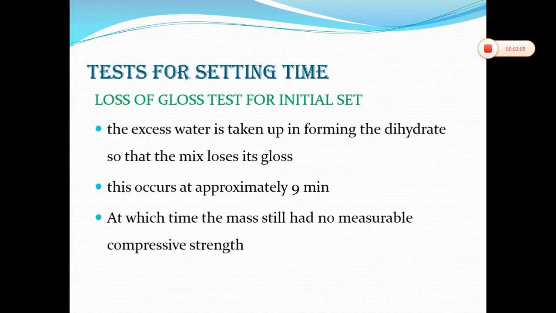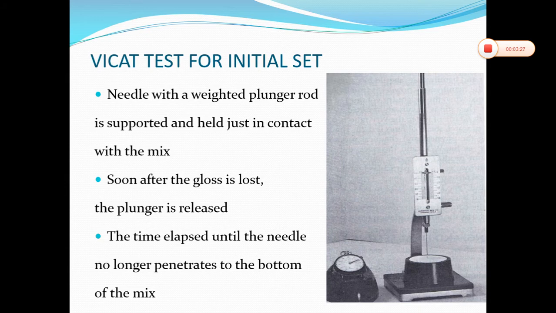The excess water is taken up in the forming dihydrate, so that the mix loses its gloss. This usually happens at approximately 9 minutes, at which time the mass still has no measurable compressive strength. So after initial setting, the product will not have sufficient strength. Next is the Vicat test for initial setting.